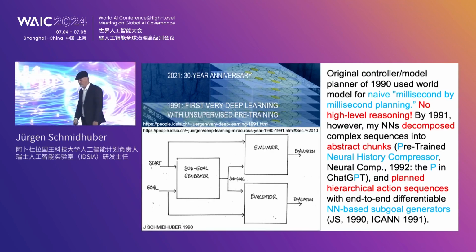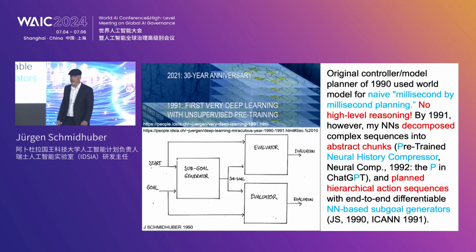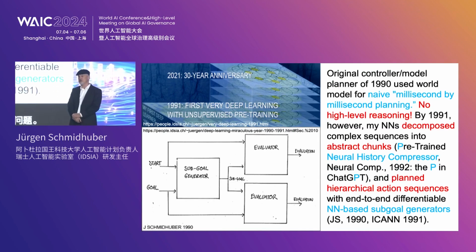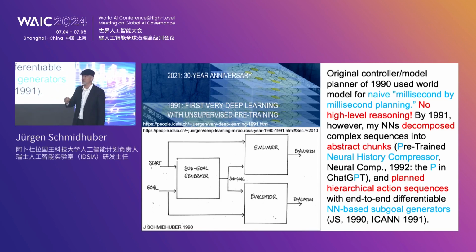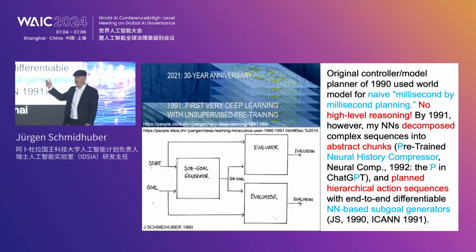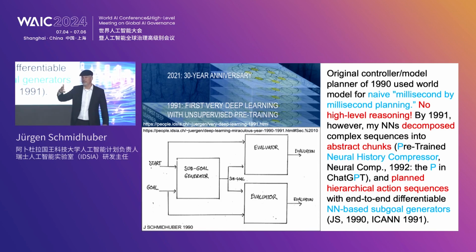There is a problem, however. The problem of this approach, which is still being used, widely used, is it's about millisecond by millisecond planning. And that is stupid. For example, if you want to go from Shanghai to, what is a good place? Where do people go from here? To Paris. My next stop is Paris, actually.